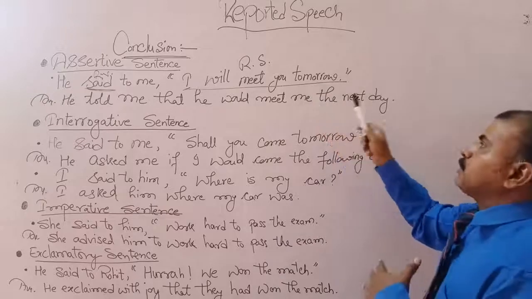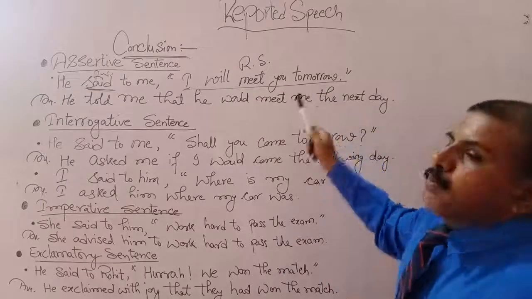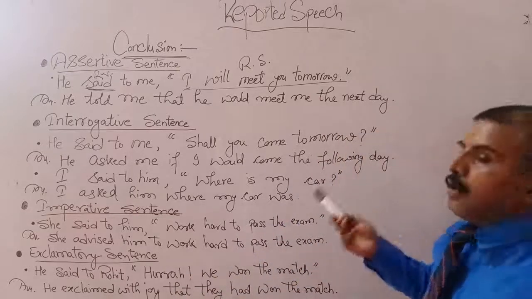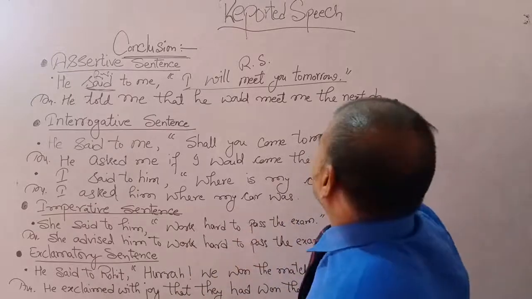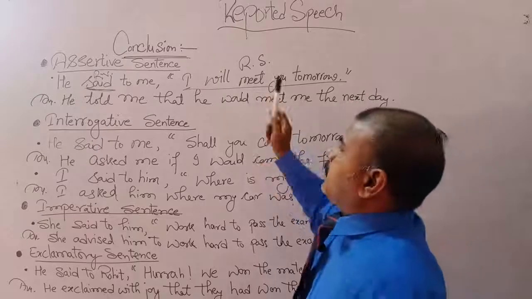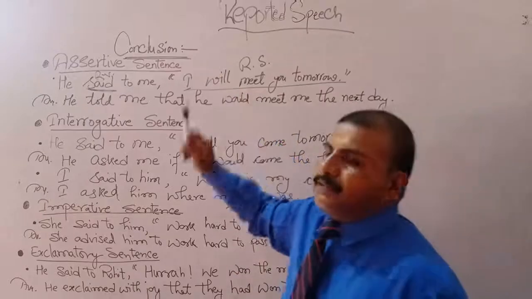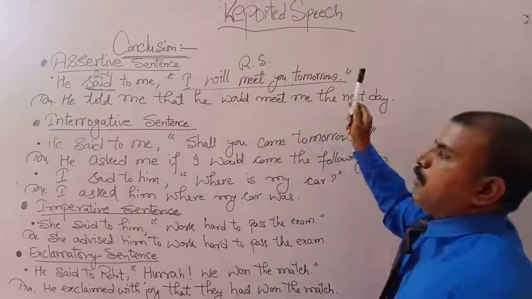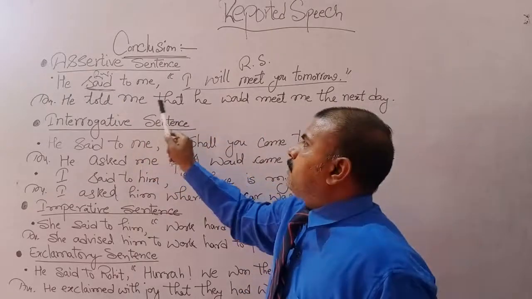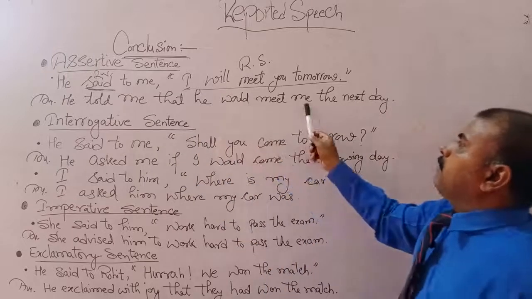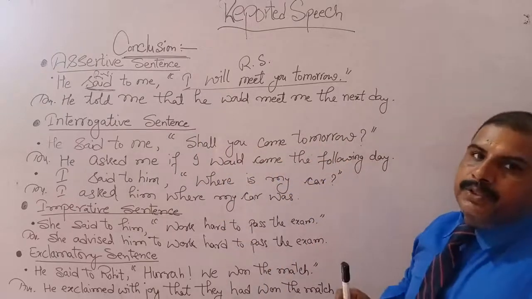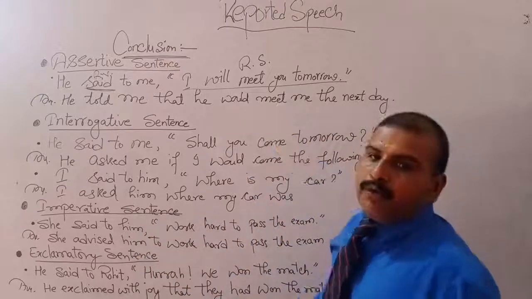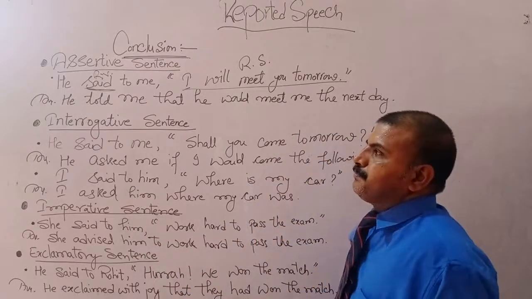Tomorrow changed to the next day. So we change tomorrow into the next day or the following day. So here is the solution for this direct speech to indirect speech for an assertive sentence. He said to me, "I will meet you tomorrow." He told me that he would meet me the next day. So these steps and rules we use for the conversion of an assertive sentence.